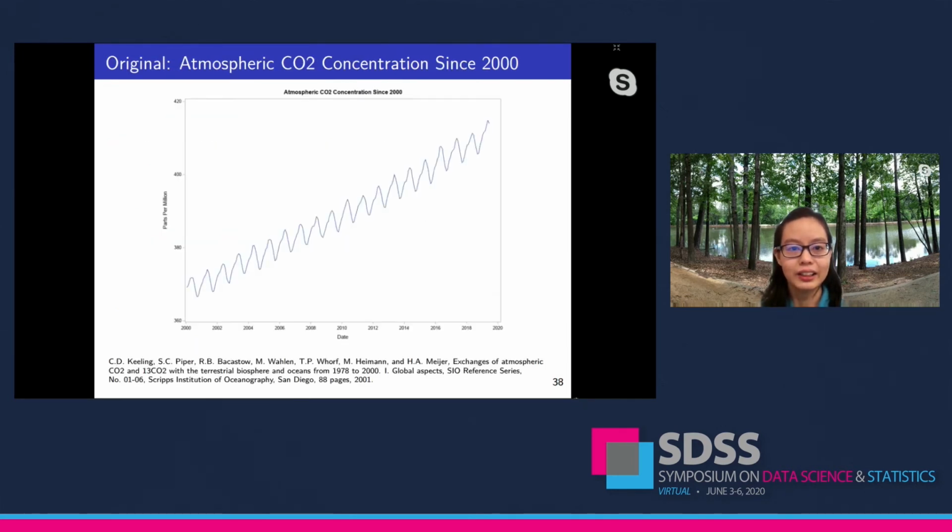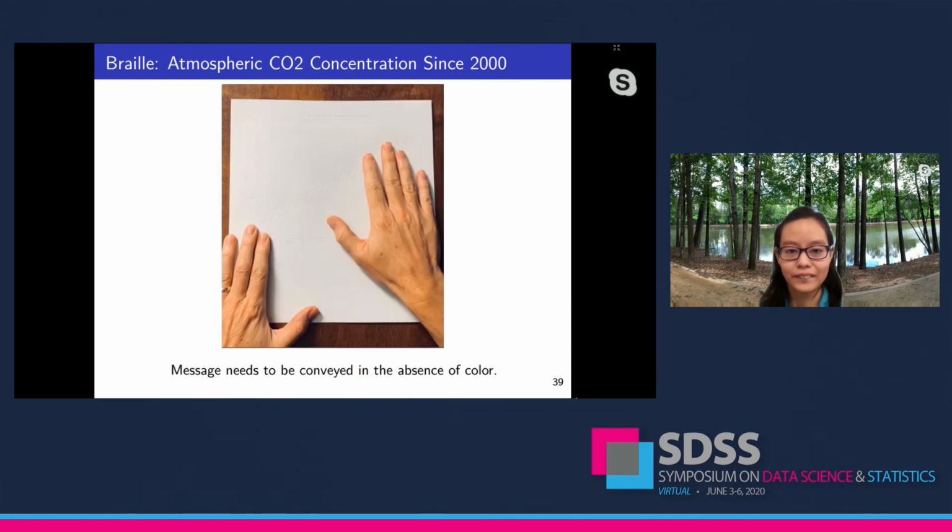And in Insight Without Sight, they also translated a graph into Braille, so people can directly touch and read the graph along with other Braille text. And if we want to make sure that our graph can be translated into Braille, we need to make sure that the message can be conveyed in the absence of color.